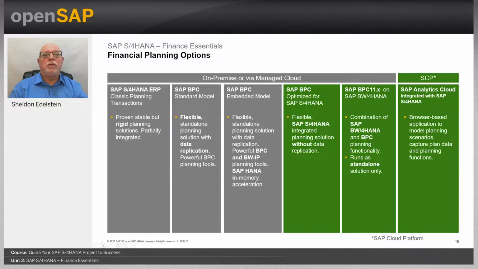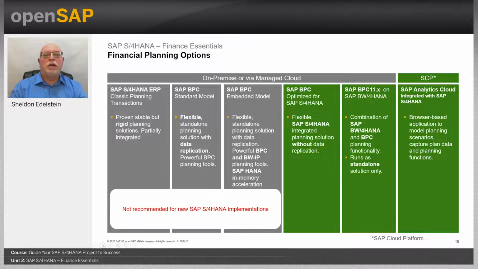What are my options for financial planning? SAP has many planning solutions, 6 of which are listed here. Only the items in green, the 3 columns on the right, should be prioritized for new implementations with S4HANA. The classic ERP planning processes, as well as BPC Microsoft and BPC for NetWeaver products, are no longer recommended for new implementations for S4HANA customers. These solutions are based upon obsolete data structures or complex architectures that are no longer required.